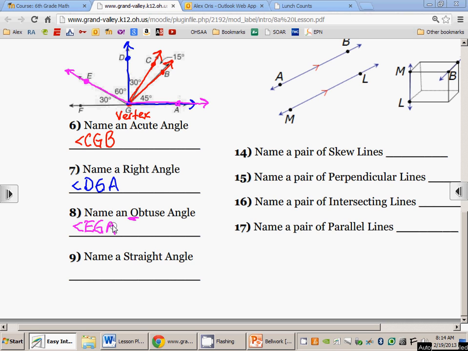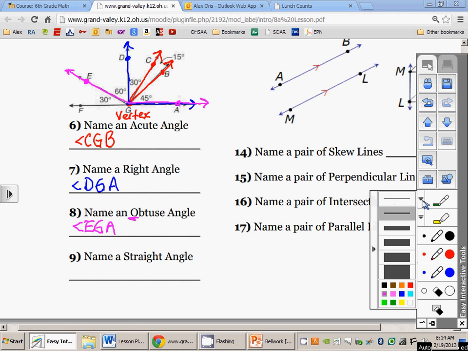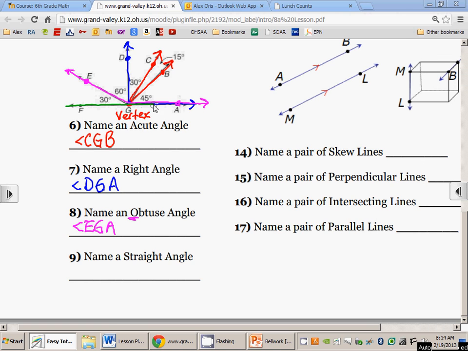Number 9, name the straight angle. I think there's only one up there. The straight angle. Nick? FGA, very good. FGA. Looks like a line, doesn't it? But because it has a vertex, it measures 180 degrees.